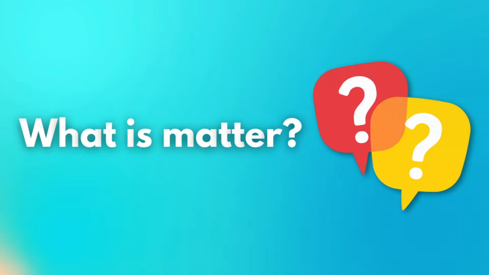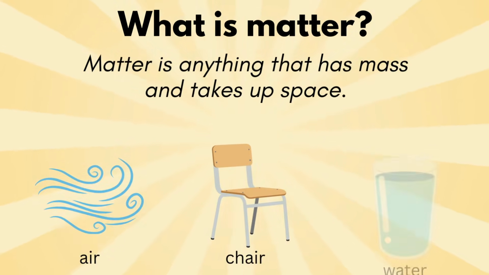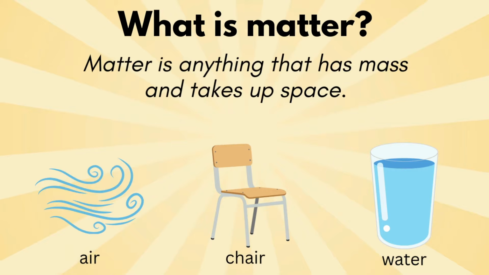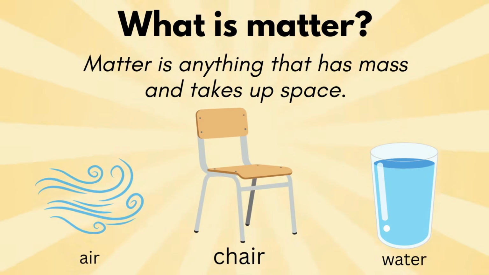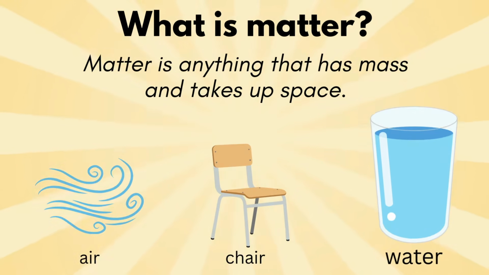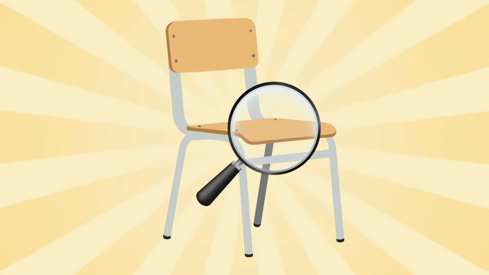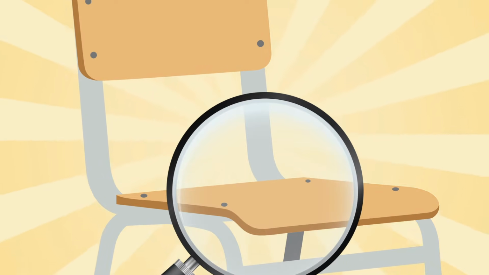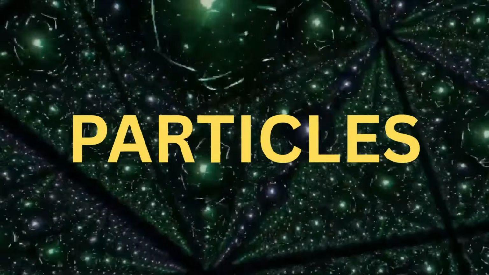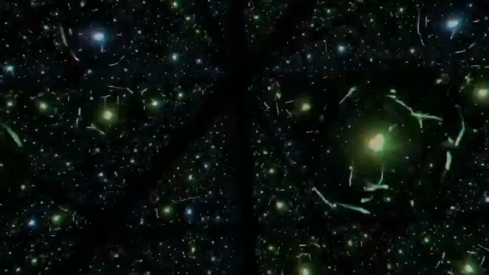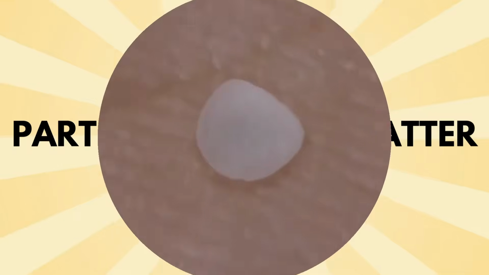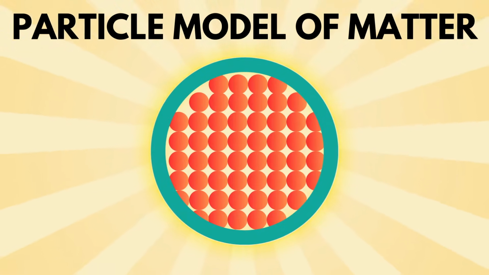So, what is matter? Matter is all around us. Anything that has mass and takes up space, from the air we breathe, to the chair we sit on, to the water we drink. Everything is made of matter. But matter isn't just a continuous substance. Scientists discovered that it's made of unimaginably tiny building blocks called particles. To explain how matter behaves, we use the particle model of matter.